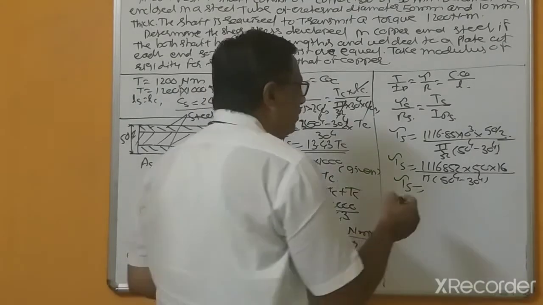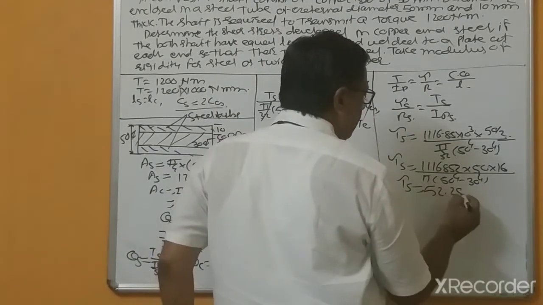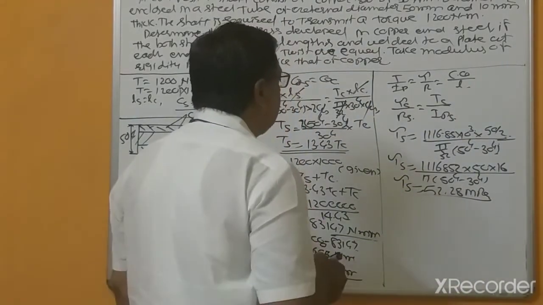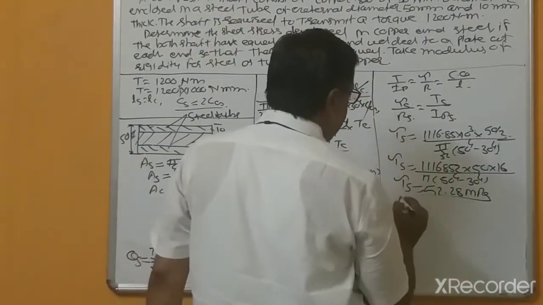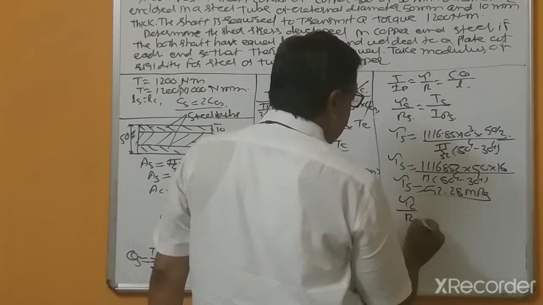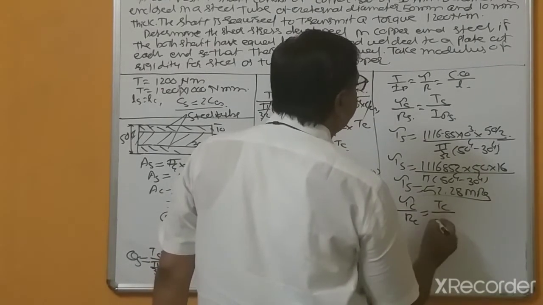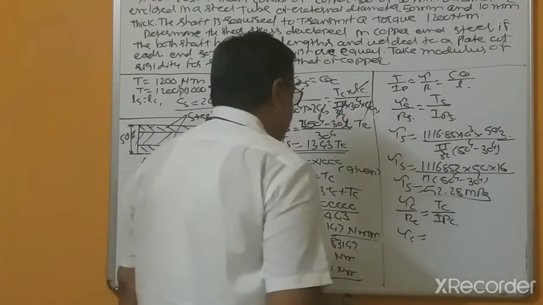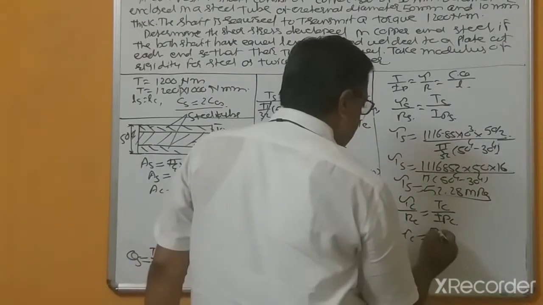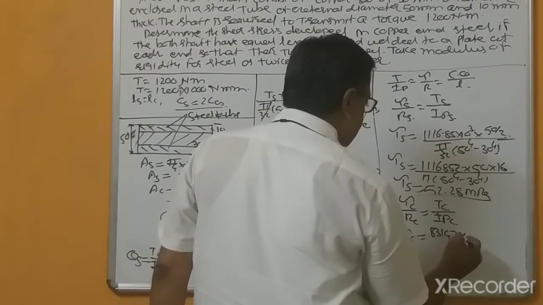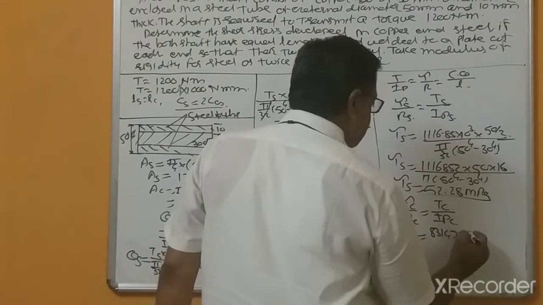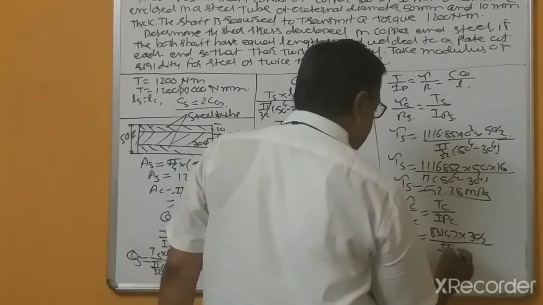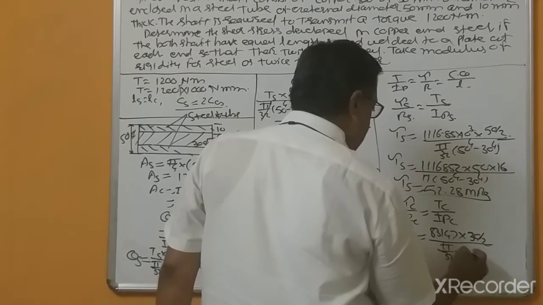This is equal to 52.28 megapascal. Shear stress induced in the steel tube. Similarly for copper, tau C equal to T C divided by I P C times R C. T C equal to 83147 multiplied by R C, this is 30 divided by 2, divided by pi by 32, 30 raised to 4.